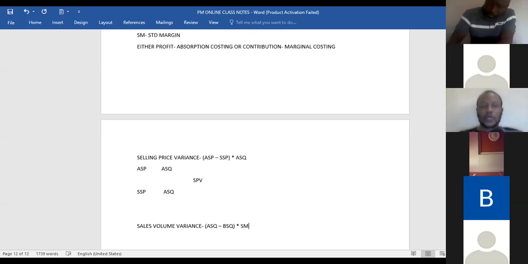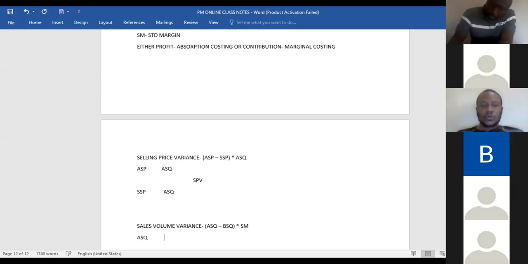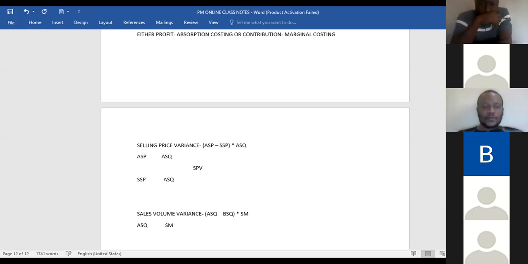So we can expand this to look like the other pro formas. It's ASQ multiplied by SM, the standard margin, and then BSQ multiplied by the standard margin again. Since standard margin is constant, we can bring it out and make it shorter. Depending on how the question is presented to me, I would use any of them. And so that's my sales volume variance.